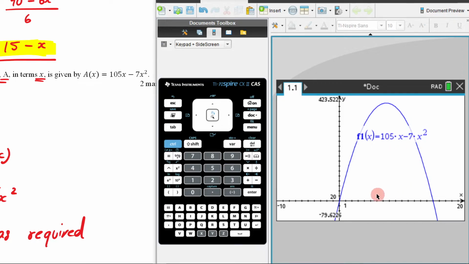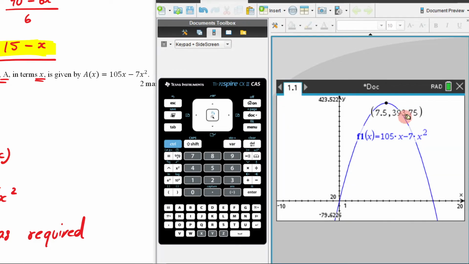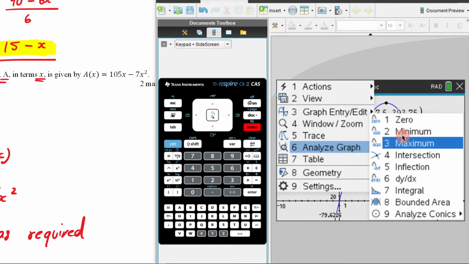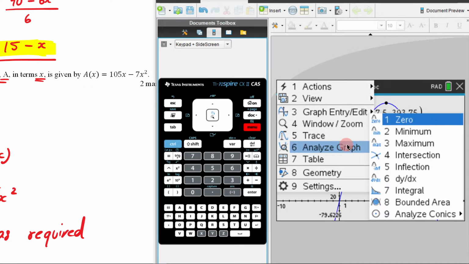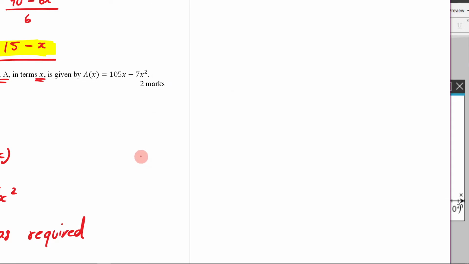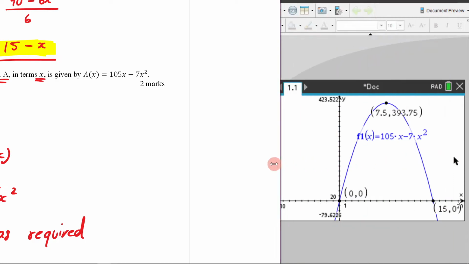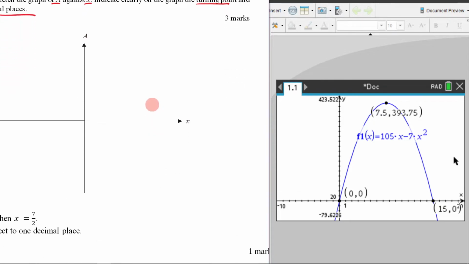Okay, the other things that we need to do now is go Menu, we need to go Analyze. We need to find the maximum of this thing because that's going to be my turning point. We need to find the X-intercepts, which will be found by going zero. And that one looks like it's going through the origin, and we'll just confirm that. It definitely is going through the origin. So now we can come over here, and if I do this, I come all the way here, we can now sketch this thing.